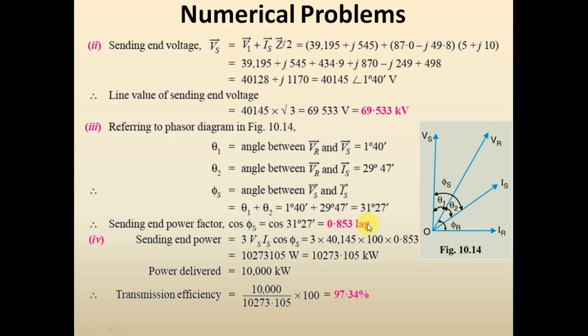Next, we are asked to find the transmission efficiency. So in order to find the transmission efficiency, we have to find the value of sending end power. Sending end power is determined by using the relation 3 V phase I phase cos phi s. We have determined the value of Vs, Is. These are actually the phase values of sending end voltage and sending end current. You make the substitutions here, you will be able to get the value of sending end power as 10273 kilowatt.